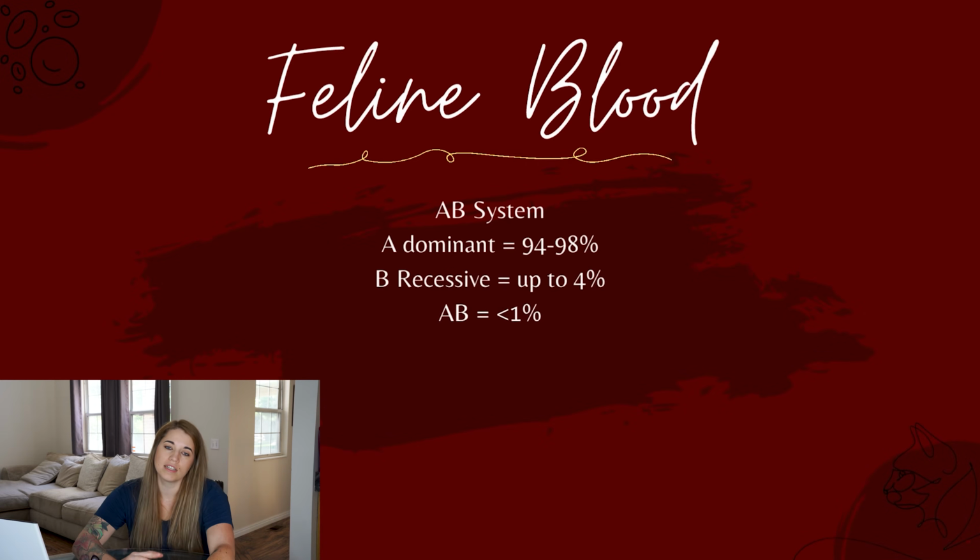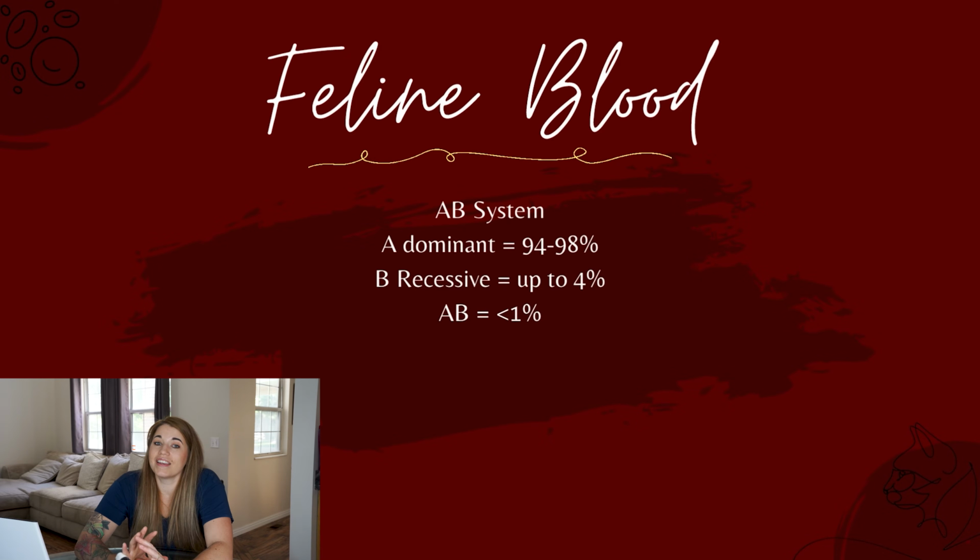In cats, type A is the dominant blood type. And depending on the reference that you're looking at, somewhere between 94 to 98% of cats have type A blood. Type B is recessive, but because it's recessive, you can see groups of it regionally. I think that here in Salt Lake City, we actually do have a bit of a pocket of type B cats, because it's not uncommon for me to be blood typing a cat in an emergent situation and it be type B.